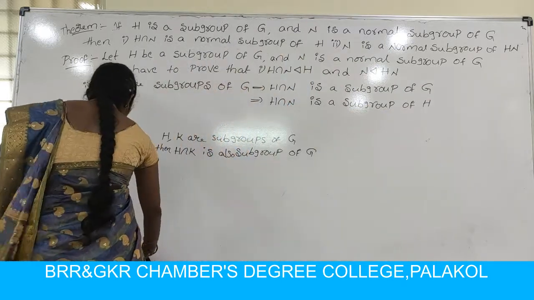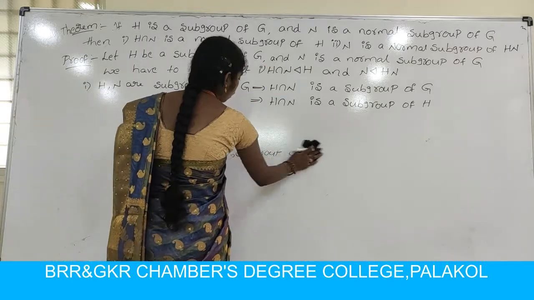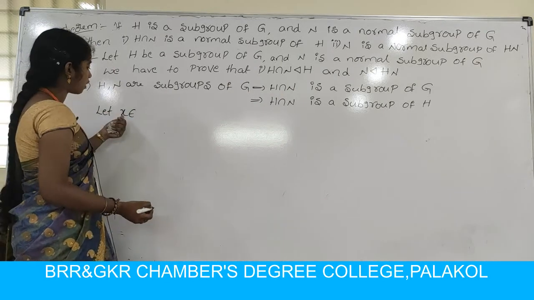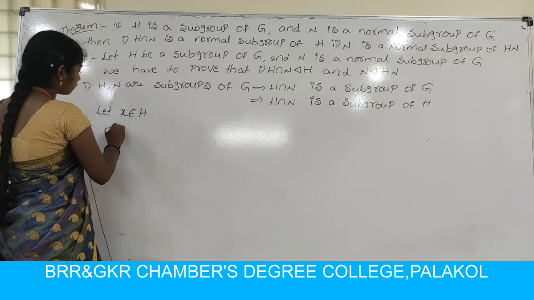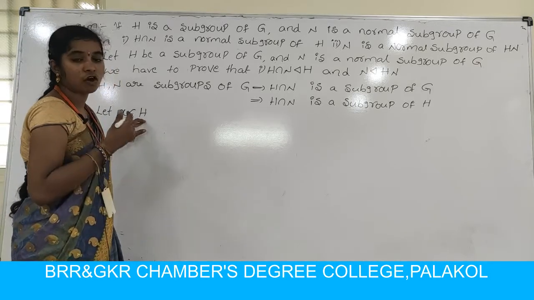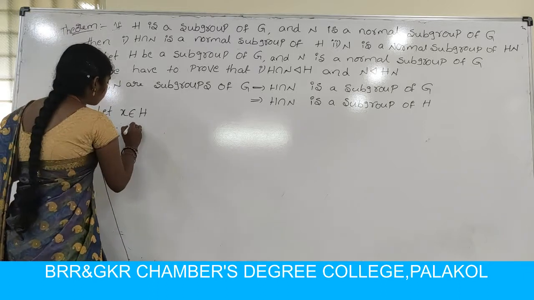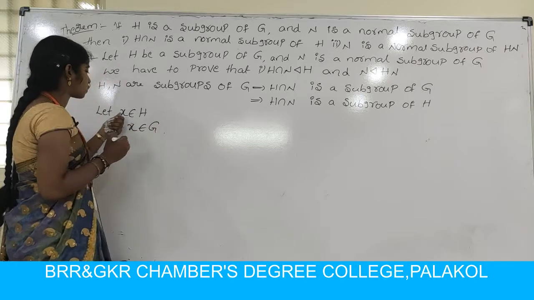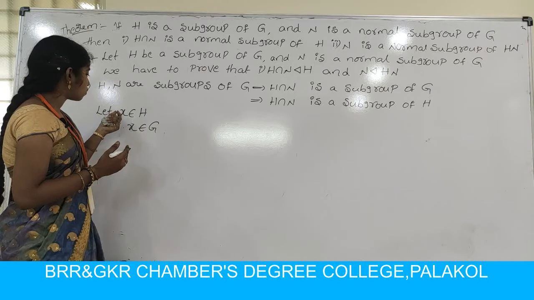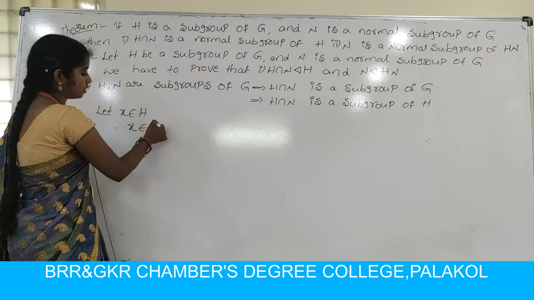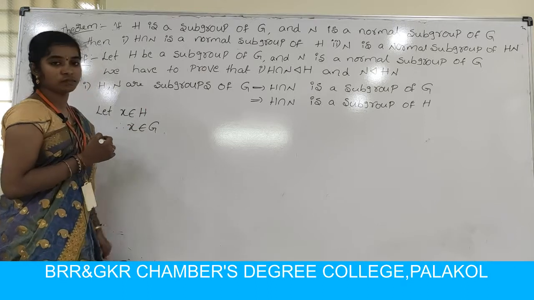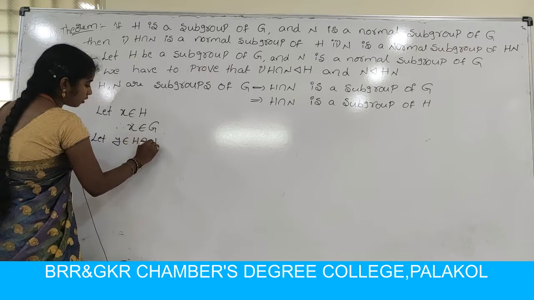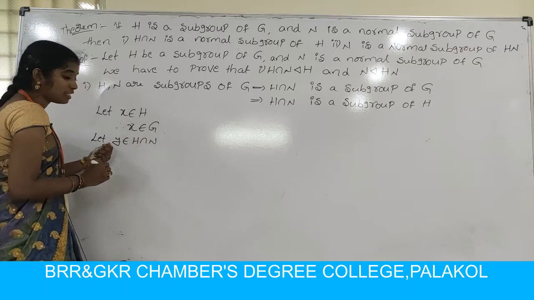So, next consider an arbitrary element in H. Let x belong to H. Already you know that H is a subset of Z, so that means x belongs to Z. Consider an element x belongs to Z. So, let y belong to H intersection N. That means y is a common element of H and N.